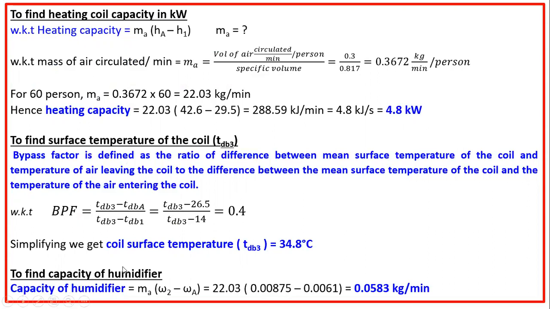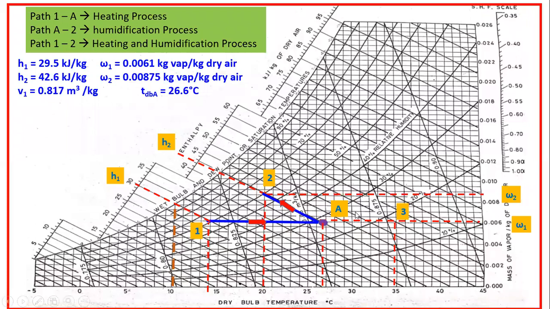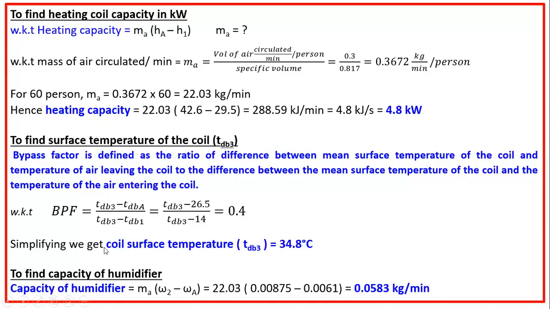The last one is to find the capacity of the humidifier. For the capacity of the humidifier, we need to go to the humidification process, which is from A to 2. The capacity of the humidifier is mass flow rate m dot into omega 2 minus omega A. A is nothing but 1, both are the same. So mass flow rate into omega 2 minus omega A will give the capacity of the humidifier.